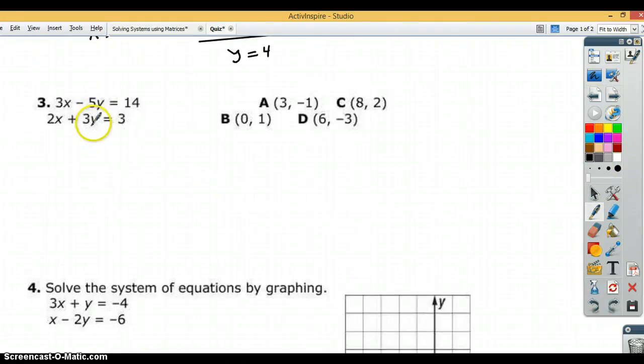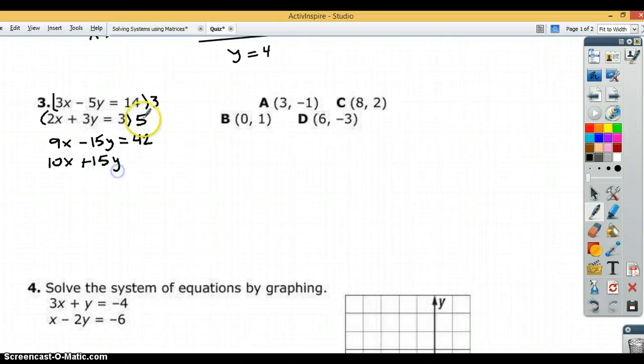Alright, so this one's a little more difficult. But I see the minus and I see the plus. So 5 and 3, I want to make them both 15. So we're going to multiply this by 3. I'm going to multiply this one by 5. So 3 times 3 is 9x. 3 times a negative 5 is a negative 15y. Equals 3 times 14, which is 42. Then 5 times 2 is 10. 5 times 3 is 15. 5 times 3 is also 15.